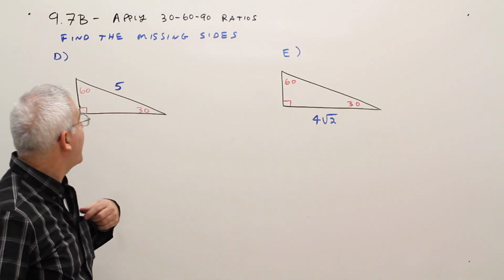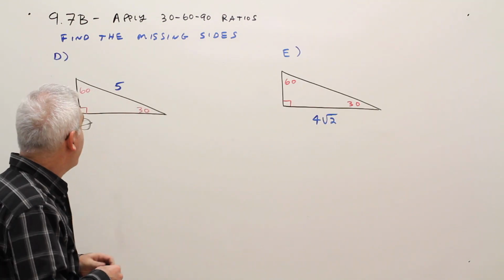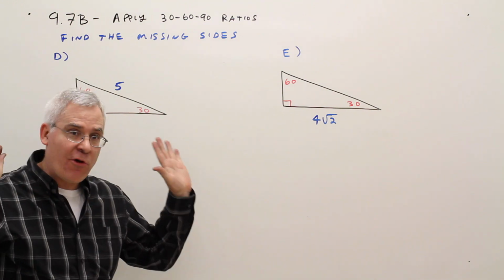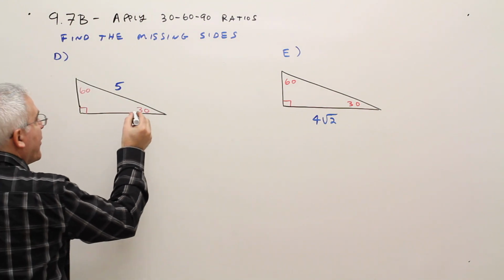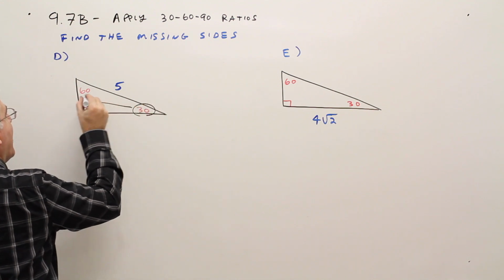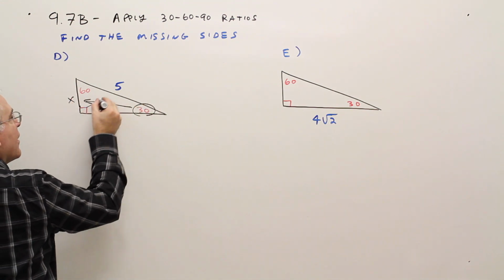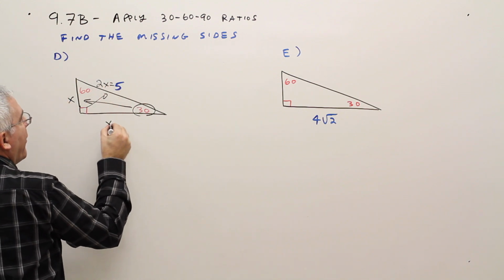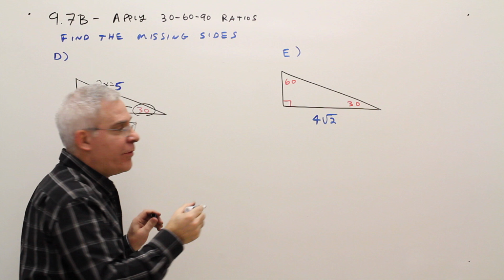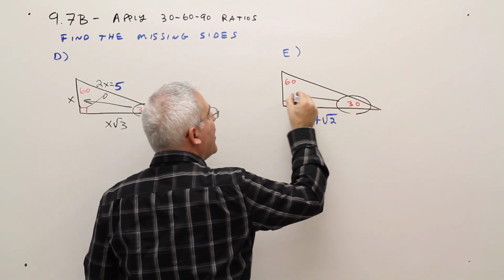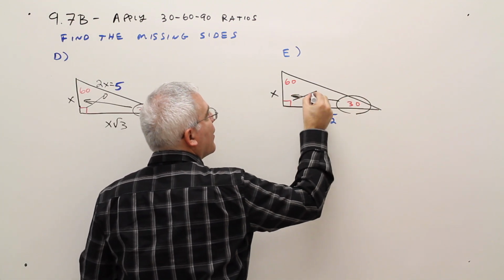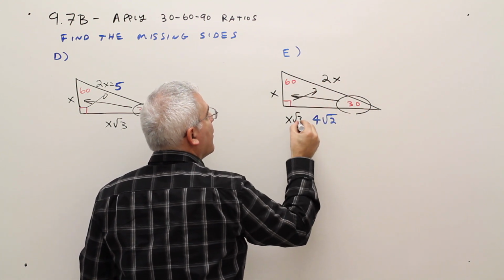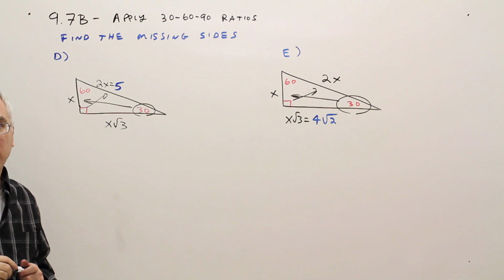Okay, we got a couple more examples. This time I'll go through the whole process of labeling. Don't memorize top, bottom, right, left. The triangles could be drawn in any which way. So I always start with 30, go opposite him, call that x. And I always go opposite 90, and I call that 2x. And then the other one is x radical 3. I'll just do the same over here. Opposite 30, you'll be x. Opposite 90, you'll be 2x. And then the last one is x radical 3.